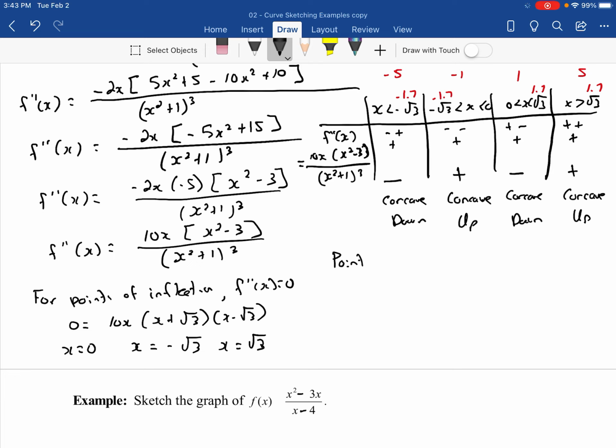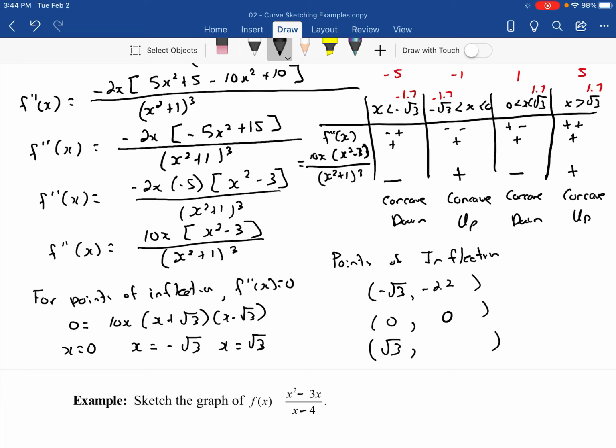Points of inflection, there's 3 of them. There is -√3, comma something, 0, comma something, and √3, comma something. So when I plug my -√3 all the way back into the original function, I think I get like a -2.2. You can sub that in and see what you get.